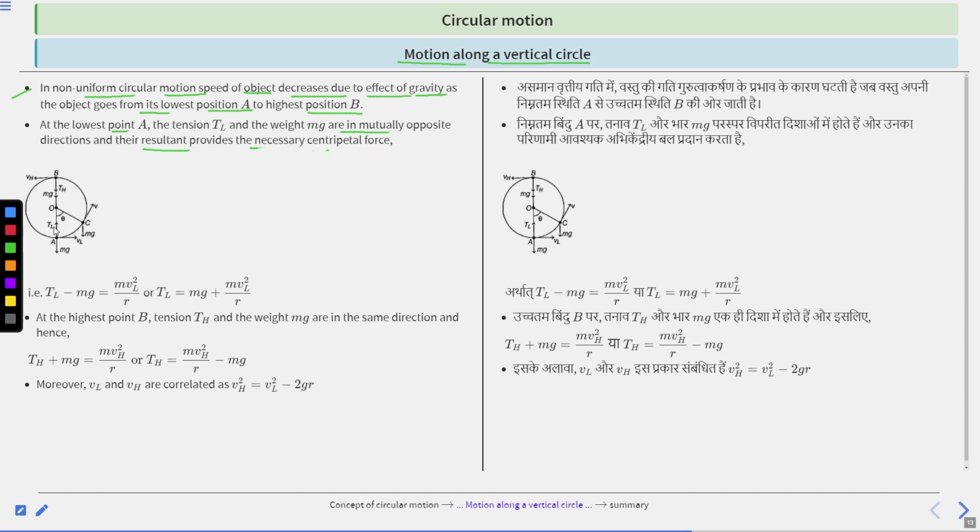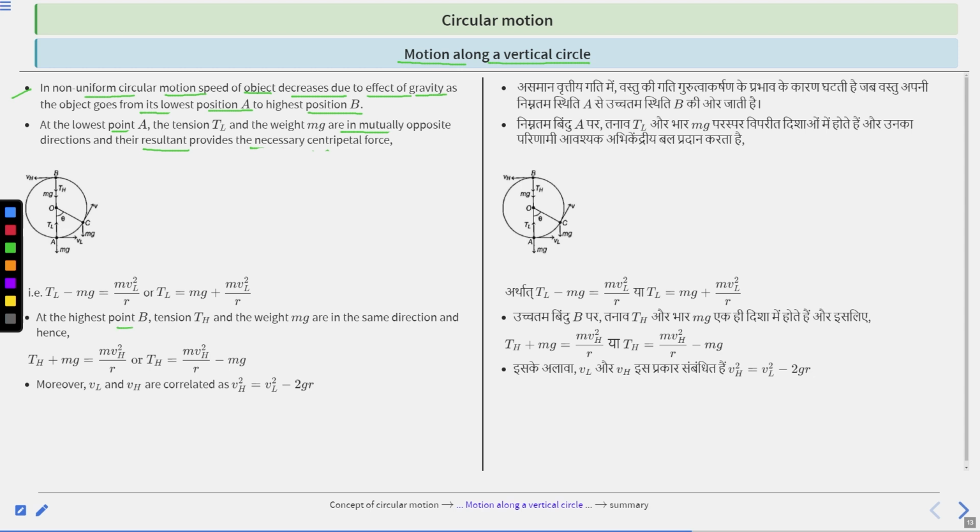Clear? Tension is vertically upward and weight is vertically downward. So using this concept, TL minus mg is equal to mv square L divided by R, or we can say TL is equal to mg plus mv square L divided by R.